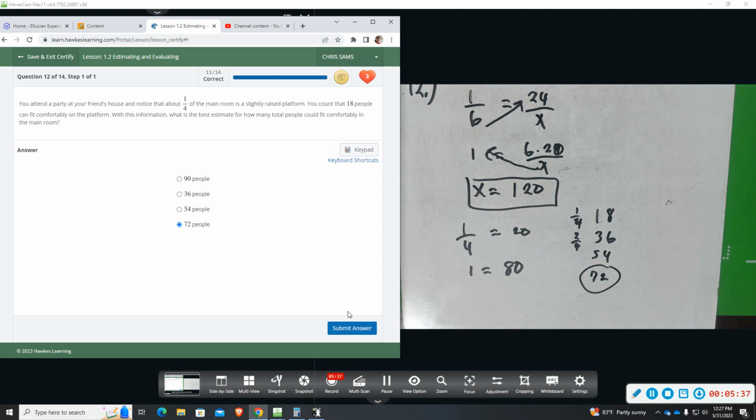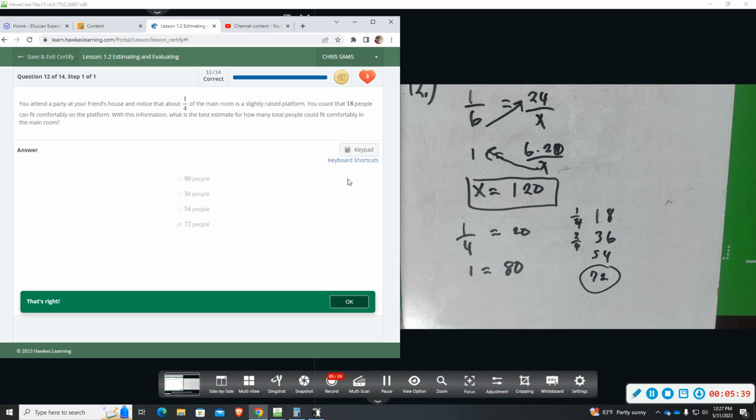Sometimes figuring out what they want is half the battle. Yeah. So it says estimate, but they didn't actually estimate. So be aware of that on number 12. They're actually looking for an exact answer, even though we've been estimating the whole time.